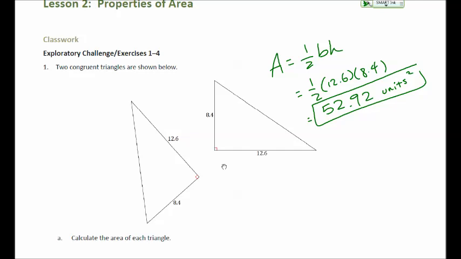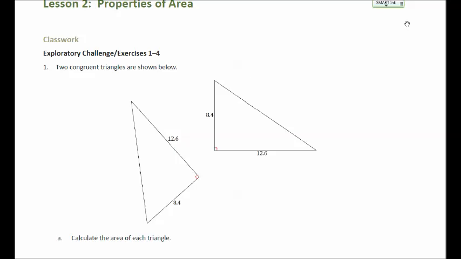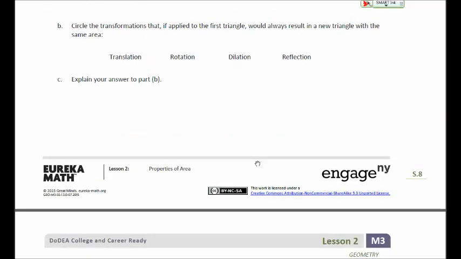Now this triangle over here is congruent to it by the side angle side congruence criteria, and so without computing it, I would know I have the exact same area as this one. Okay, part B, circle the transformations that, if applied to the first triangle, would always result in a new triangle with the same area. Well, it has to do with the ones that are rigid motions, and translations are rigid motions, and rotations are rigid motions, and reflections are rigid motions. Dilations would not. They would change the area.